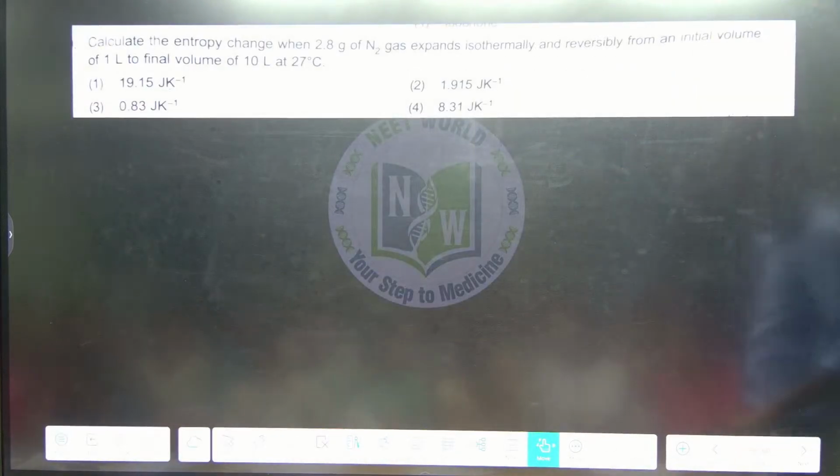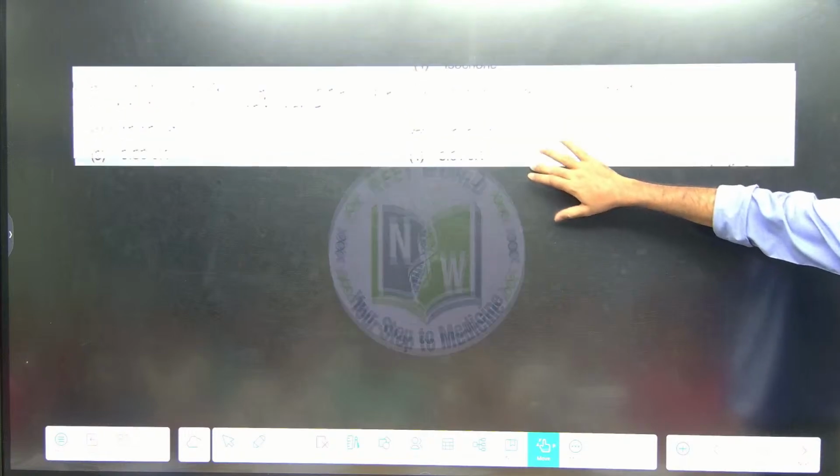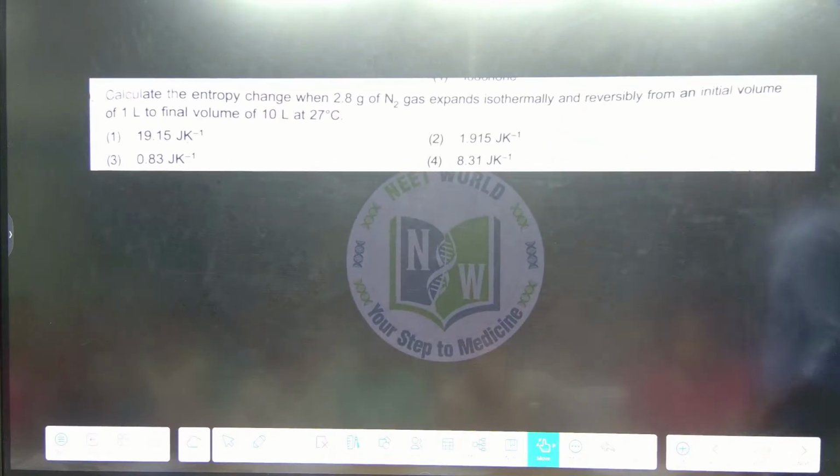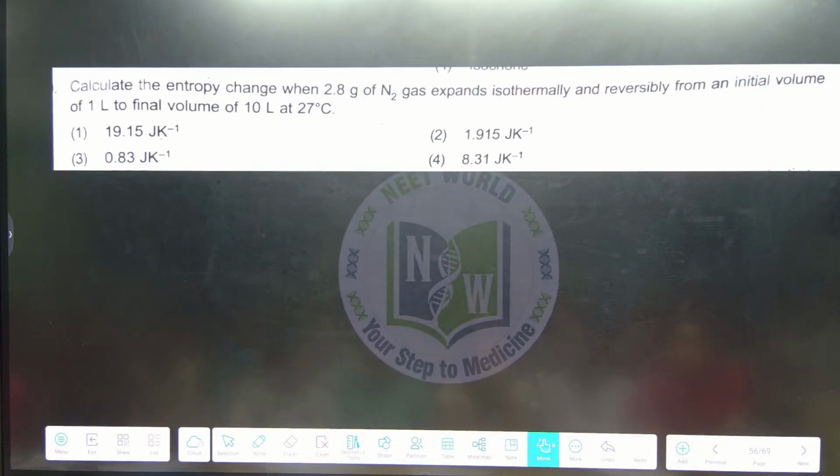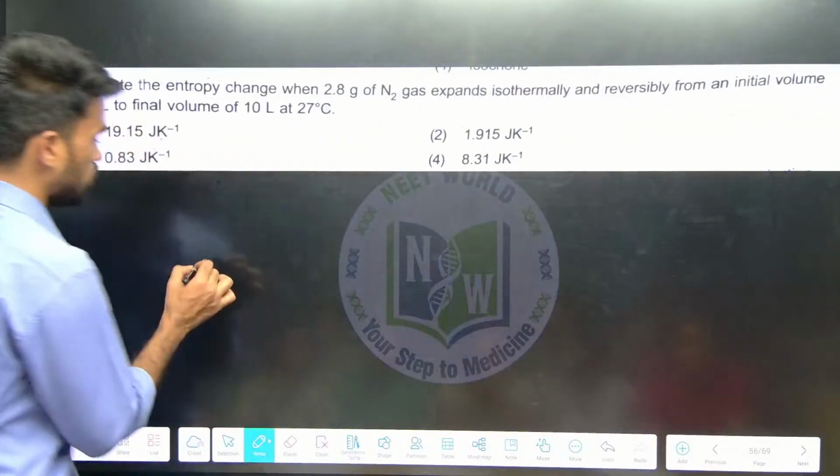So once read this question. Calculate the entropy change when 2.8 grams of N2 gas expands isothermally, reversibly from an initial volume of 1 liter to 10 liters at 27 degrees Celsius. So how can you solve this? Tell me. So what is the formula given to you?